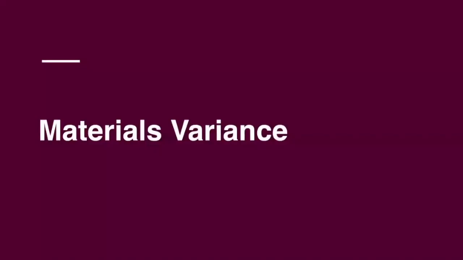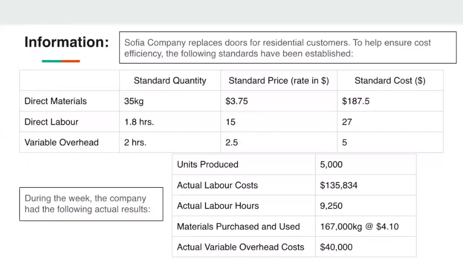The first variance is materials variance. In this question, the following information is key. Sophia Company replaces doors for residential customers. To help ensure cost efficiency, the following standards have been established. So in the chart, you have the columns of standard quantity, standard price, and standard cost. In the rows, you have direct materials, direct labor, and variable overhead.